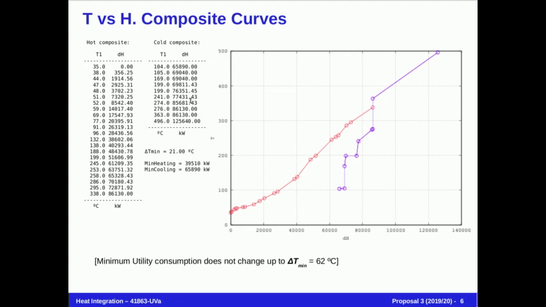These composite curves give us 39 megawatts as minimum heating and 65.99 megawatts of cooling. This is for 21 Celsius minimum approach, but if you try with the highest minimum approach till 61, the minimum utilities are the same.